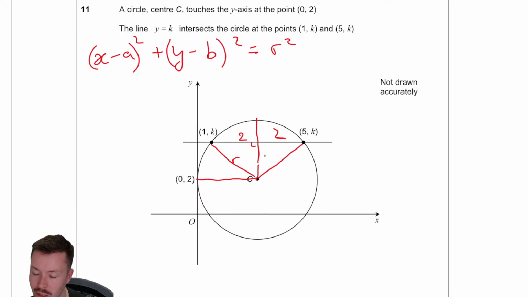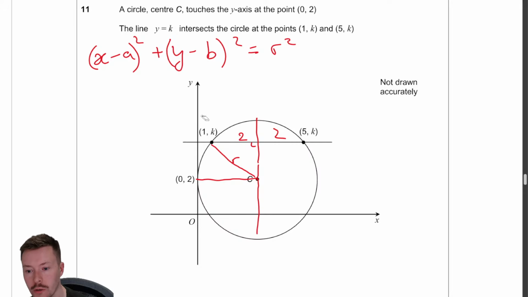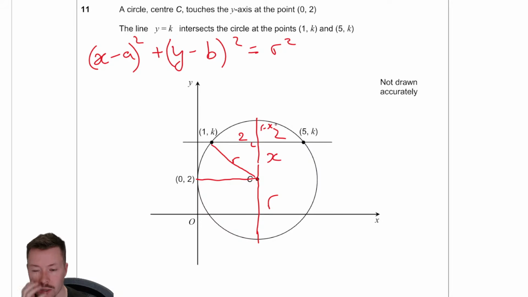Like, do I do intersecting chords theorem here? I could do that. Let me have a think. Would that work? Some people might not know what intersecting chords theorem is. So I could say this is r, this is x, this is r minus x. That's not going to work, is it? Because I've got two variables. I mean, it could work, but I'm probably overcomplicating this, to be honest, at this point. It's only 3 marks.